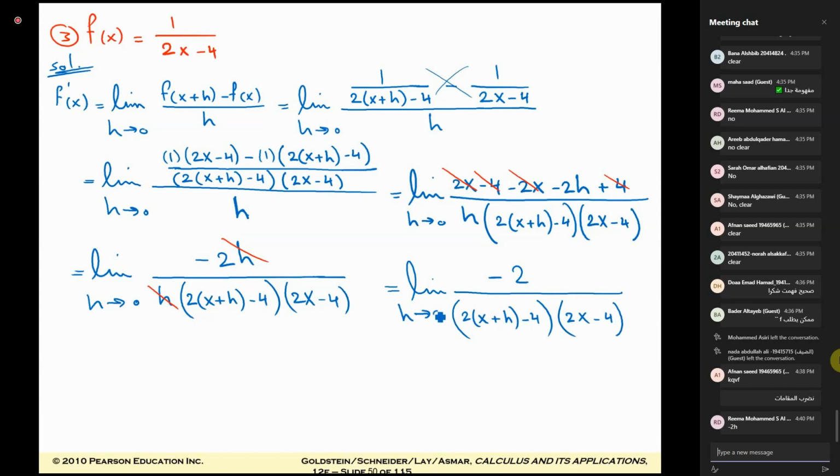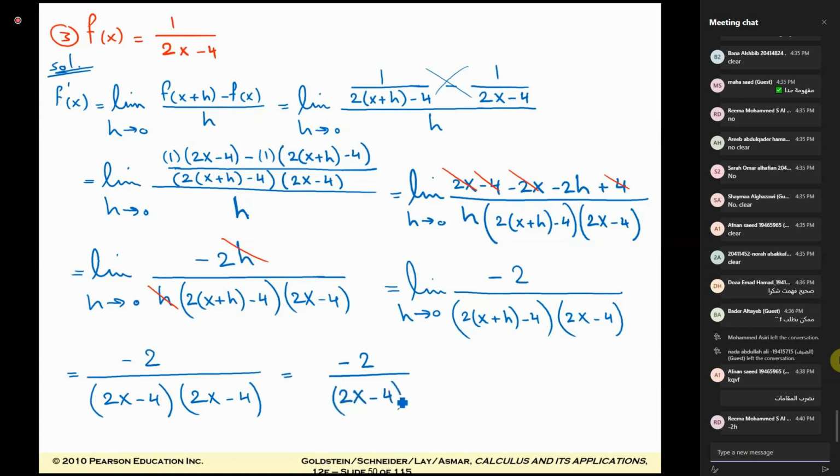Now we can substitute h equals 0 after removing the h in the denominator. Now we have minus 2, and after substituting h equals 0 we have in the first brackets 2x minus 4, in the second brackets 2x minus 4. So we have minus 2 over 2x minus 4 all squared. This is the f prime. Any question?